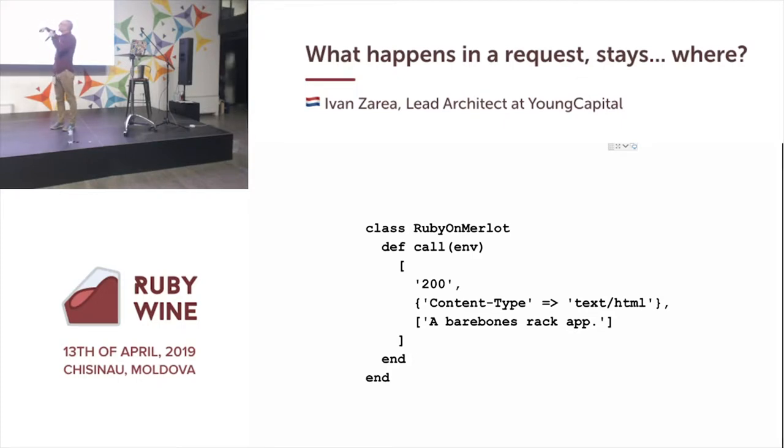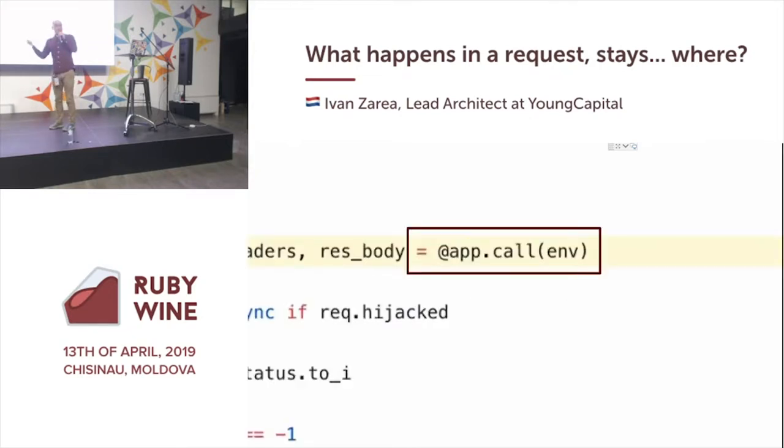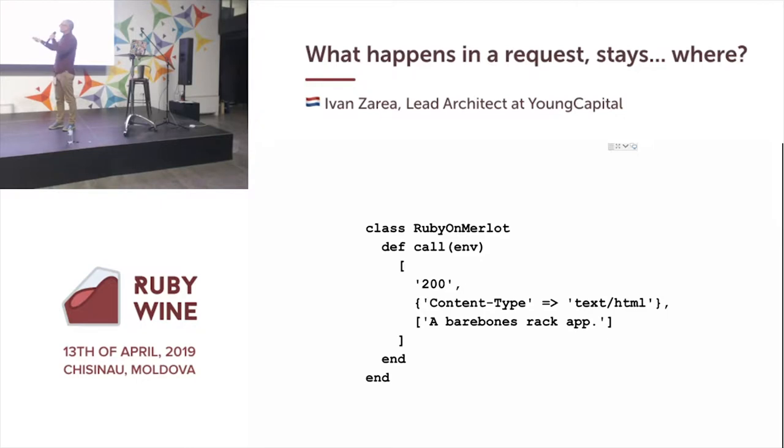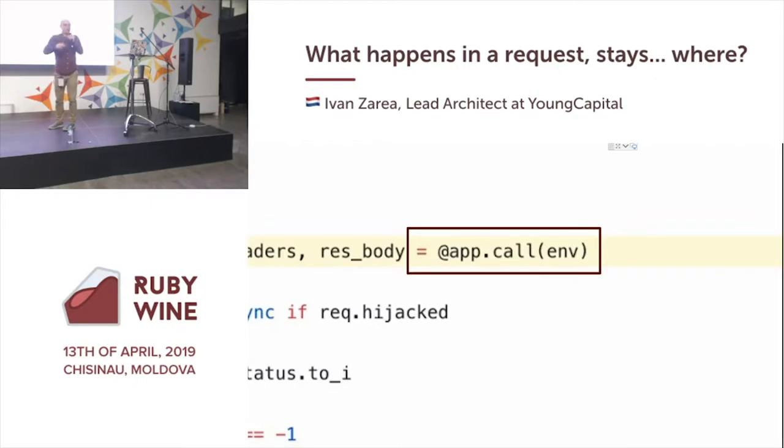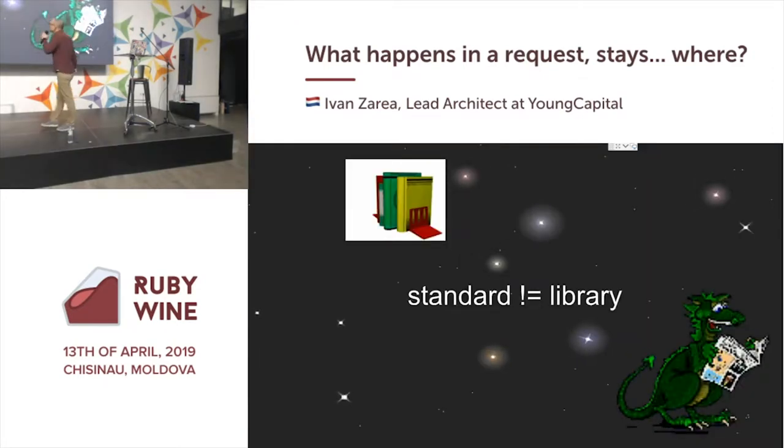And any Rack compatible app, any Rack compatible framework should return these three things, which is the status, a bunch of response headers, and a response body wrapped in an array. Now, you see this, and this is what happens. This is a Rack compatible application, and therefore we can actually run it with Puma, as long as it returns the right things. But a standard isn't a library, and when you did like bundle update of a thing, you might have seen that Rack is actually getting updated, so Rack is an actual thing, not just a standard.